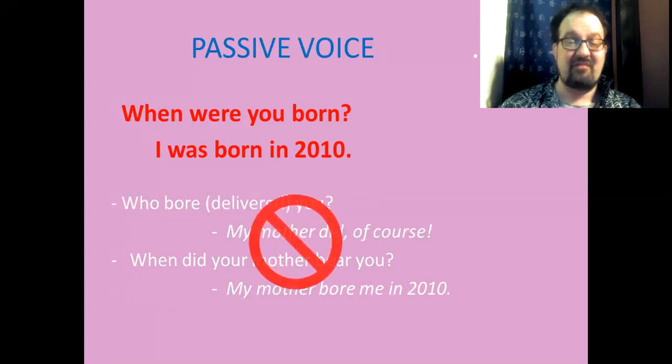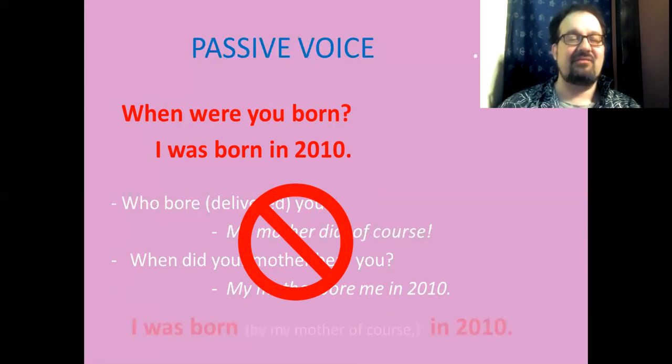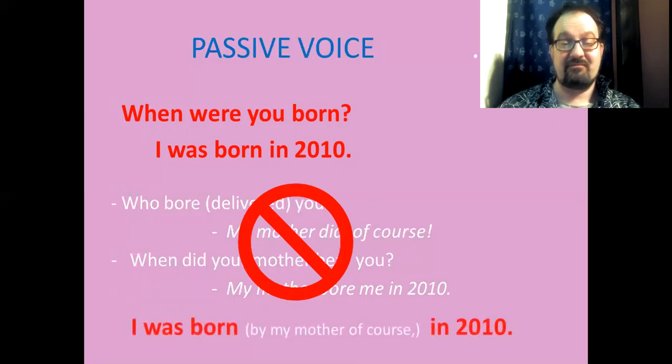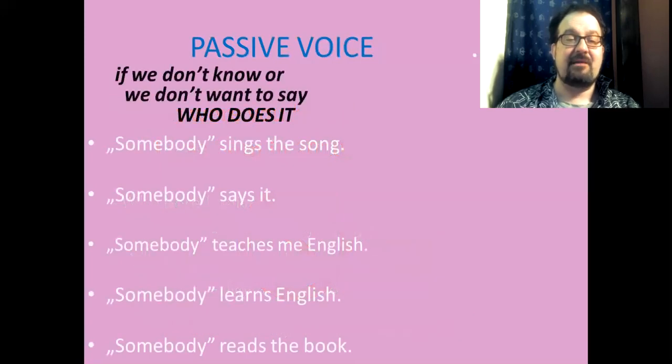Instead of my mother bore me, we know who bore me, so we don't have to mention it is my mother. We just say, I was born. Of course, I was born by my mother. So that's a passive sentence, actually. We do use it. We use it a lot. Okay.